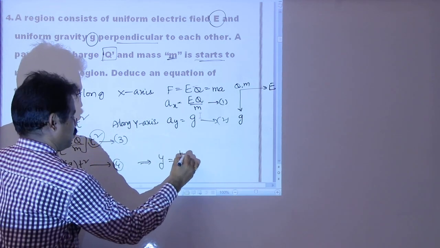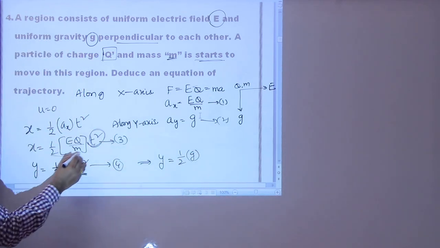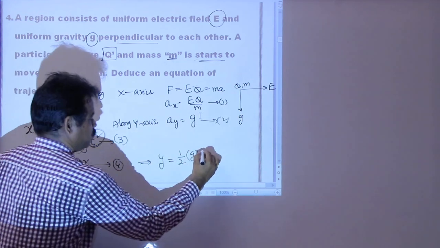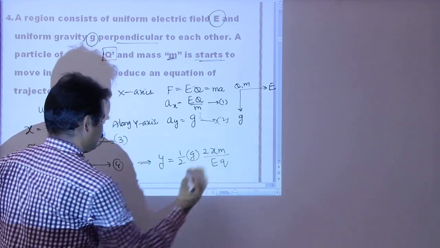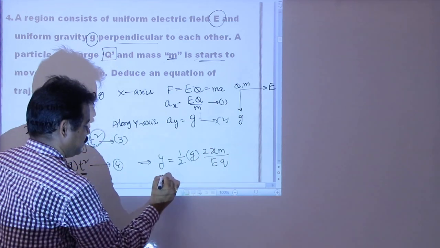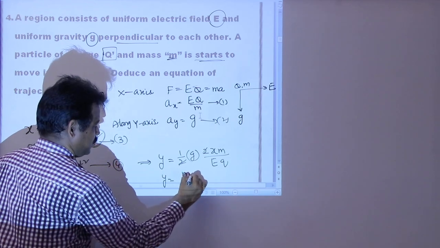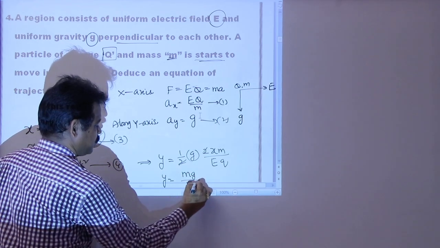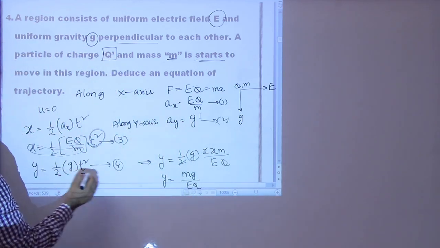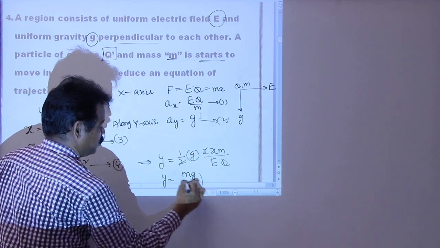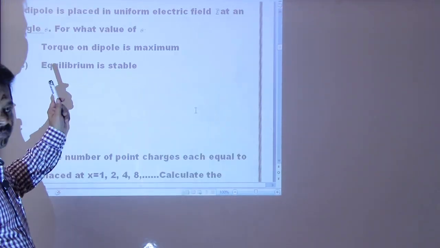So this equation will become y is equal to half g. What is t square? Cross multiplication, 2xm by EQ. That is the t square value. So y can be written as, this 2 gets cancelled. This will become mg by EQ. This is capital Q, because here it is given as capital Q. Let me write this as capital Q. So y is equal to mg by EQ into x. This is the equation of the trajectory.